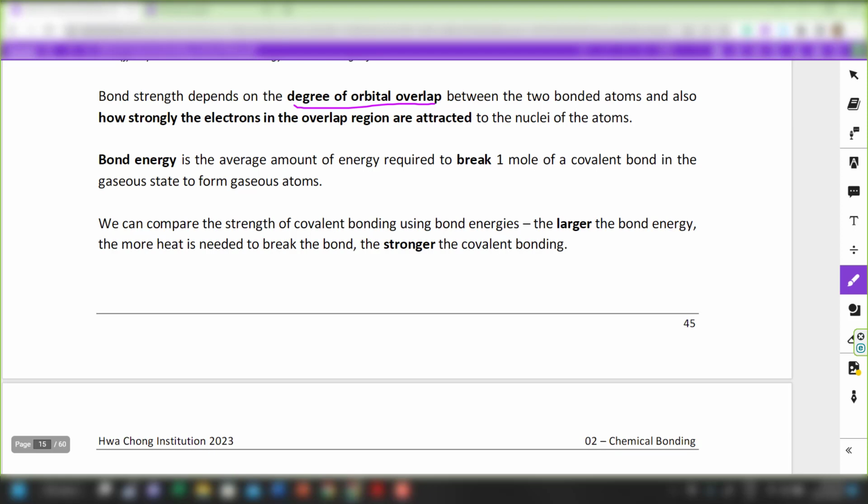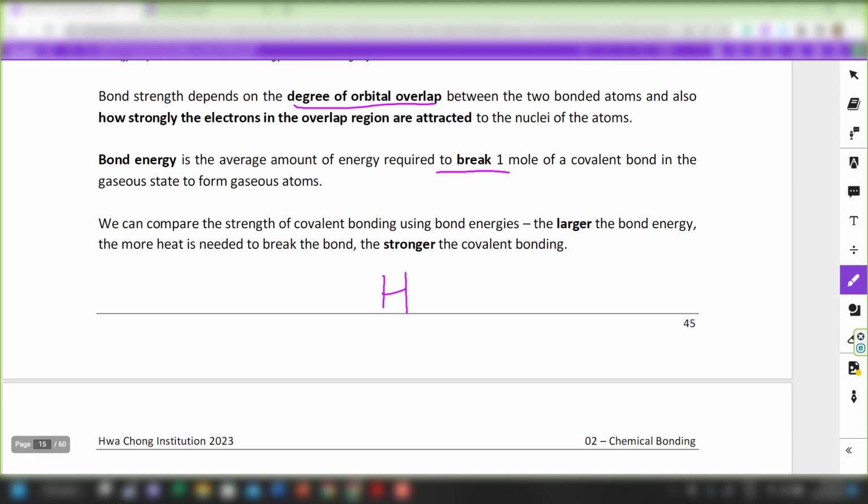In short, bond energy is the average amount of energy required to homolytically break a mole of covalent bond in the gaseous state. Although in our lecture notes we did not mention homolytic bond breakage, homolytic means that upon breaking you are forming radicals. Maybe it's a bit confusing, so I'll just illustrate it for you to see.